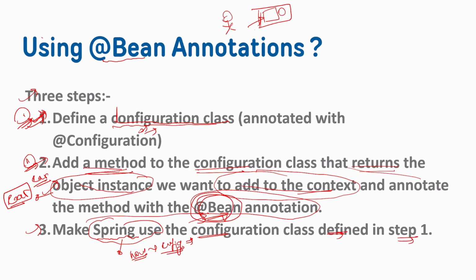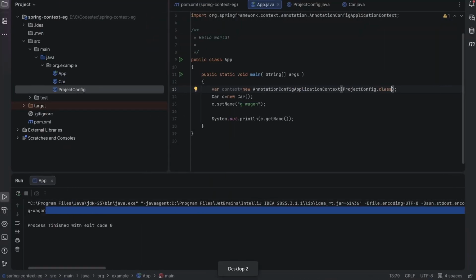The configuration is how we instruct Spring how to create the object and which object to add to the Spring context, since by default Spring knows nothing about any object in our application until we add it. So all the steps are done. Let's see if it's working or not.